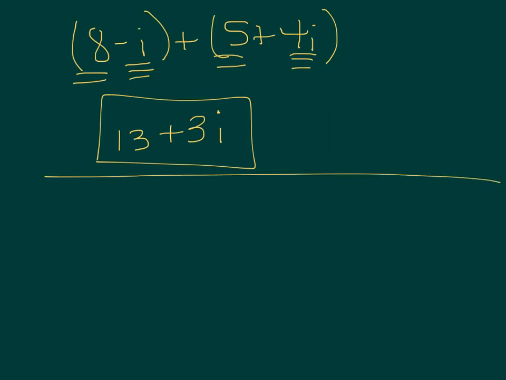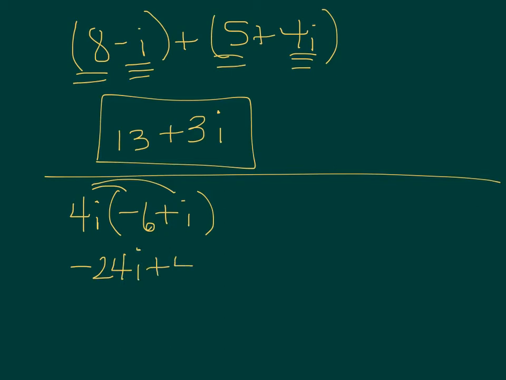Now let's go ahead and look at a little bit more complicated problem, something like this. In this particular problem, I'm multiplying 4i times a quantity. So I'm going to take this 4i and multiply it in exactly like I would if it was an x. Once again, I really just want you to look at this like it's an x. So 4i times negative 6 is negative 24i. And then 4i times a positive i is a positive 4i squared, exactly like you would do if it was x's. i times i is i squared.